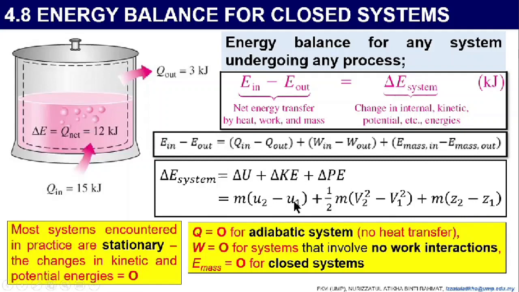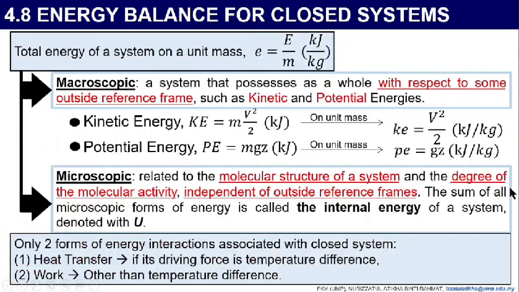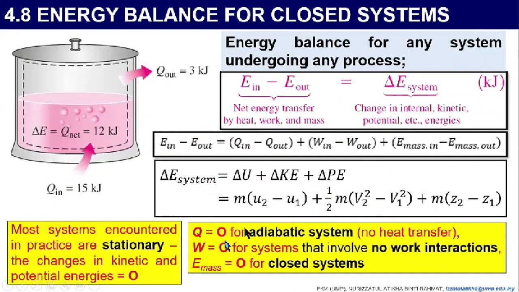Then we substitute all the equations that we learned just now: for internal energy, m times (u2 minus u1), where u is the specific internal energy, times mass, plus the kinetic energy equation plus the potential energy equation. So that is why I explained this macroscopic and microscopic, because in the energy balance equation it is associated with these three energies: internal energy, kinetic energy, and also potential energy.